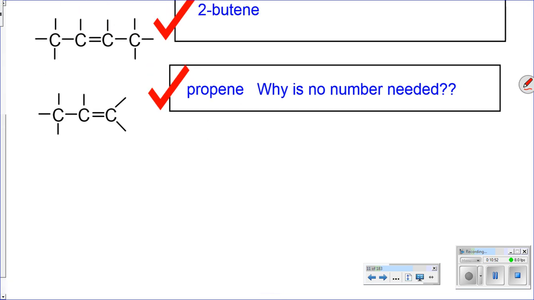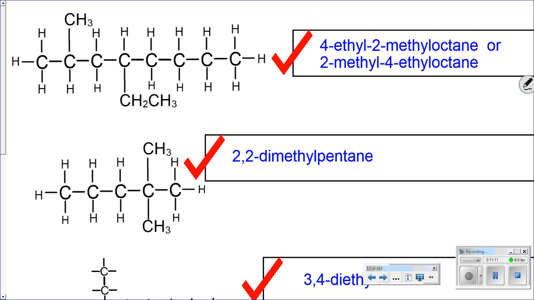The reason for this is if we flip this molecule around and we draw it in the other direction, no matter which way we show it, that double bond's always starting at carbon 1. But again, if you wrote 1-propene, that's okay. This one, again, the methyl or ethyl can go first.